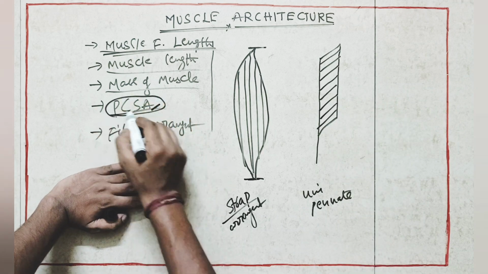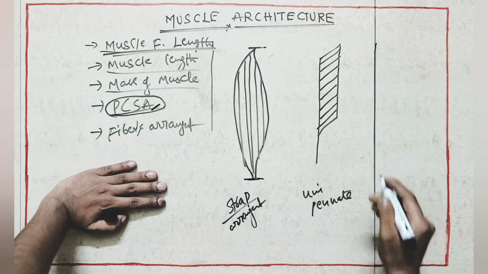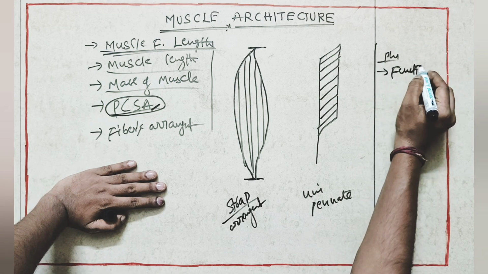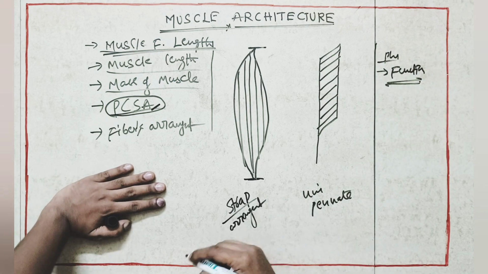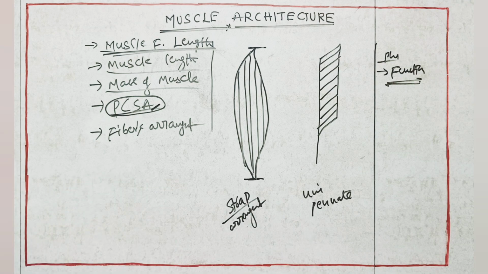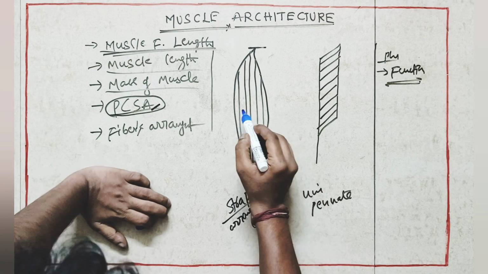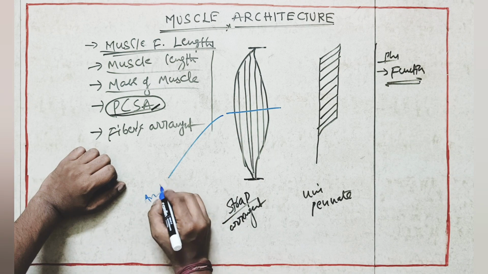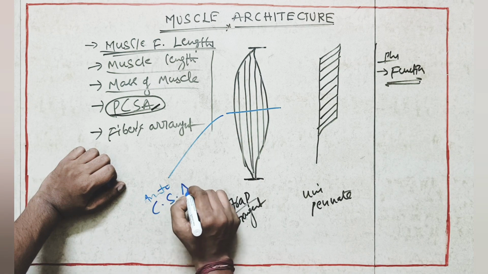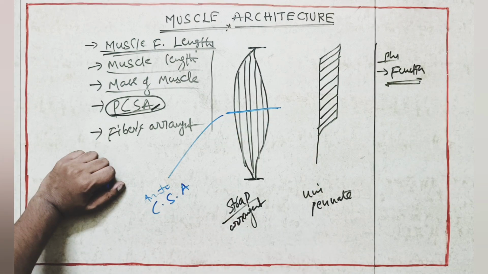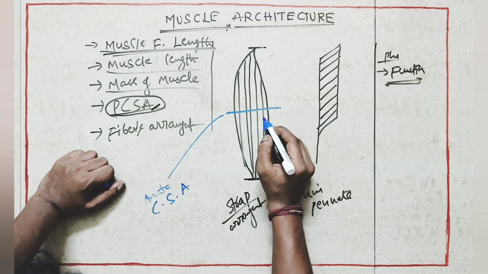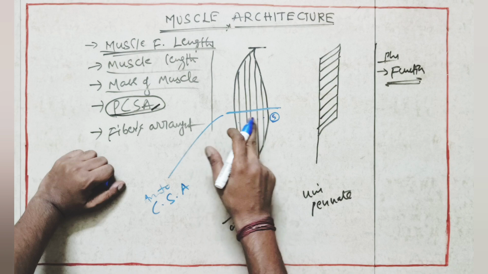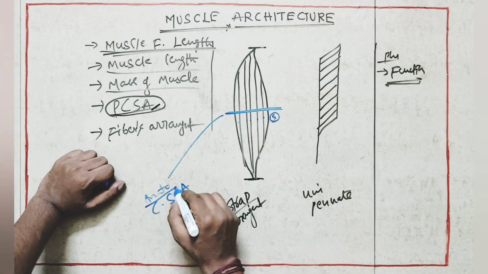What does physiological cross sectional area mean? We know what physiology is. It is nothing but the study of the function of the body. Suppose if we cut the muscle like this, this is nothing but anatomical cross sectional area. If you cut the muscle like this, how many muscle fibers are there? We can see 1 2 3 4 5. So total 5 muscle fibers are there, so that we can see in this anatomical cross sectional area.